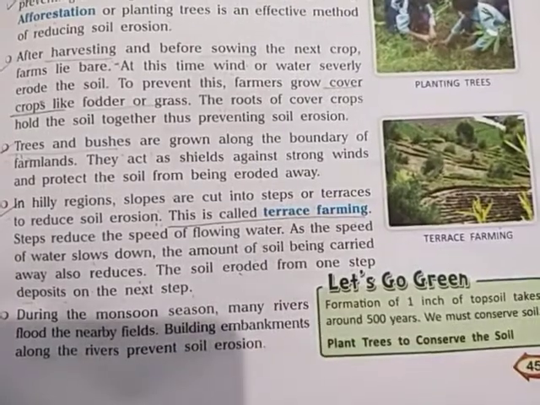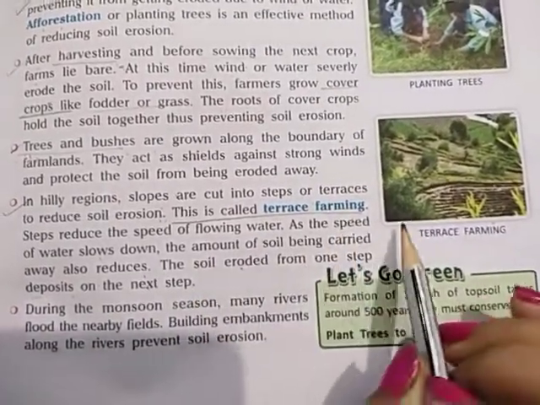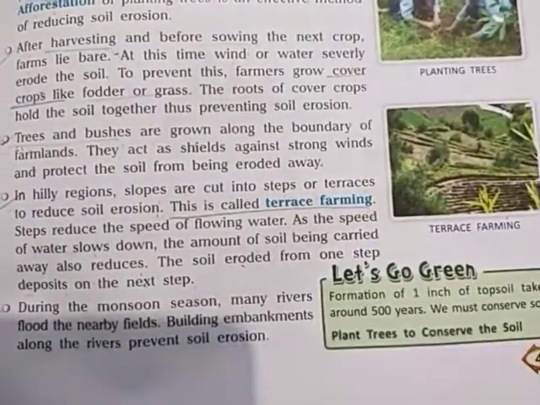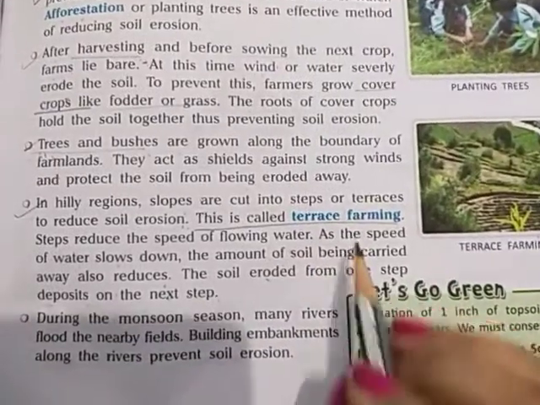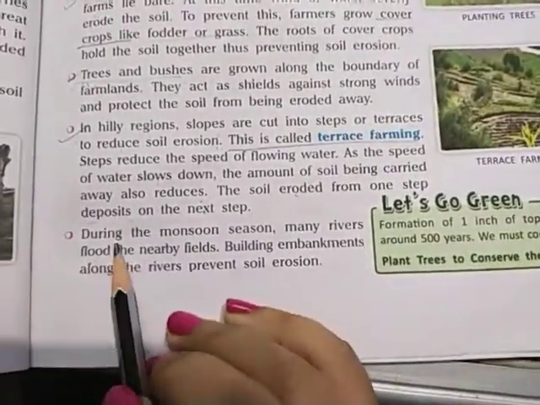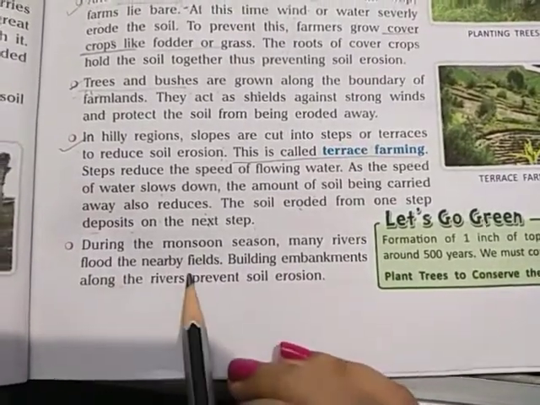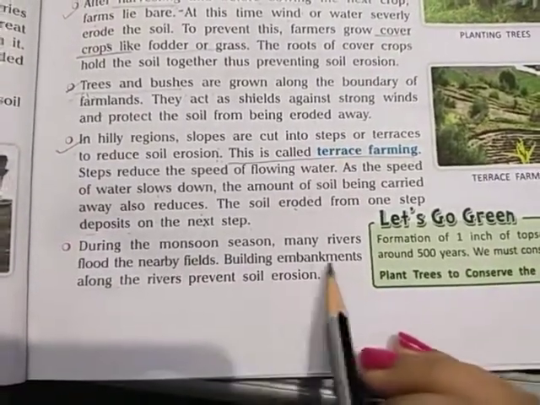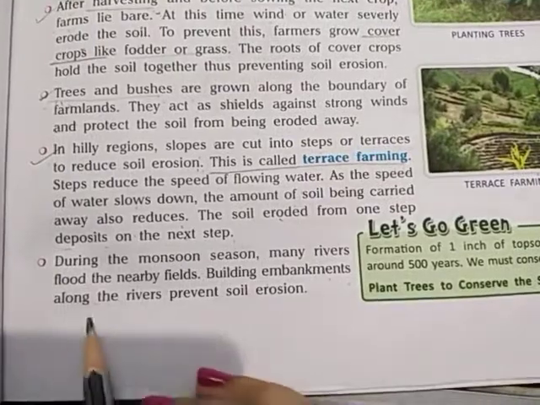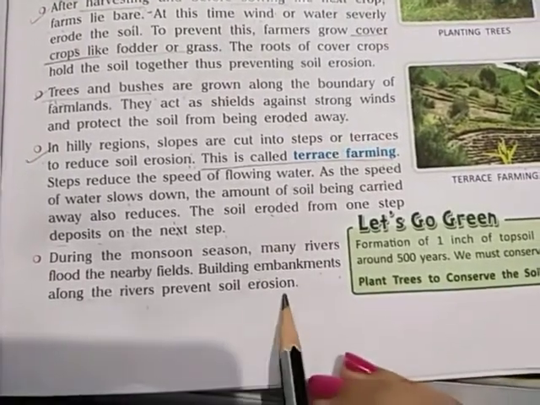It will come under the heading define these terms, terrace farming. So this is a very important point. Now the next is, during the monsoon season, many rivers flood the nearby fields. Building embankments along the rivers prevent soil erosion.